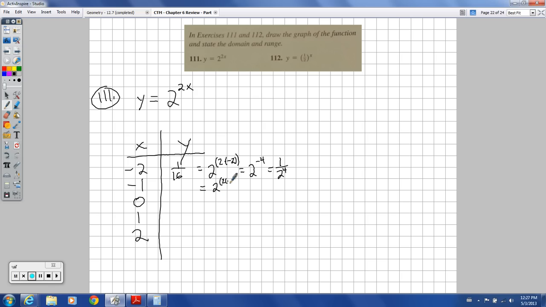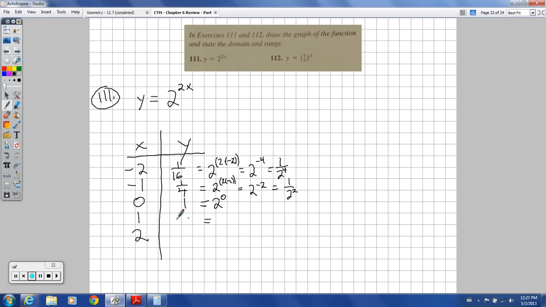Similarly, I'd have 2 to the 2 times -1, which would be 2 to the -2 power, which would be 1 over 2 squared, which would be 1 over 4, not 14, 1 over 4. I was going to say 14. 2 to the 0 power is just 1.